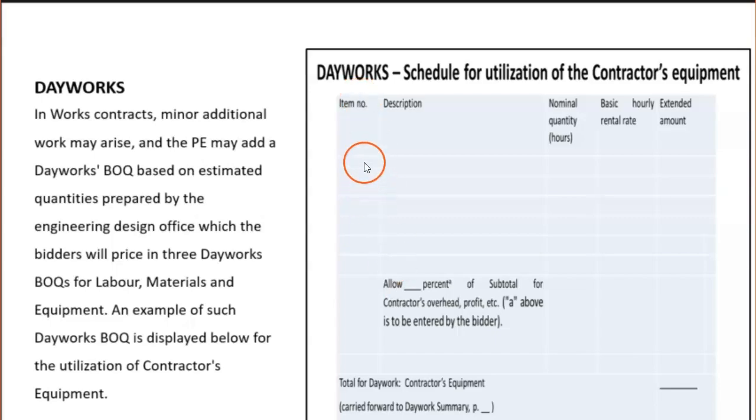You will find the item number, the description of the equipment, then nominal quantity in hours, basic rental hourly rate, and extended amount.